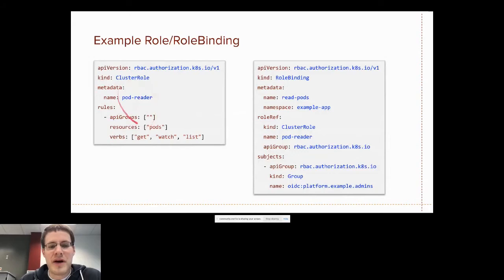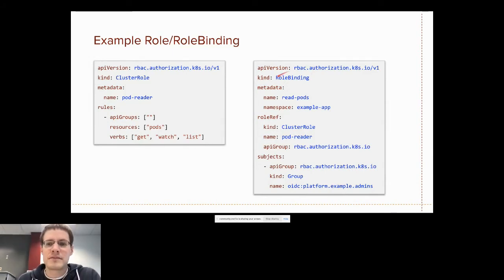On the left here, I'm defining a cluster role. Again, it's defined at the cluster level. I can then use it in any namespace or grant access across the entire cluster. In this particular role, which I'm naming pod reader, it's going to grant get, watch, and list permissions to pods. So I can't create, I can't delete, I can't update, but I can get, watch, and list. So it's basically a read-only role here.